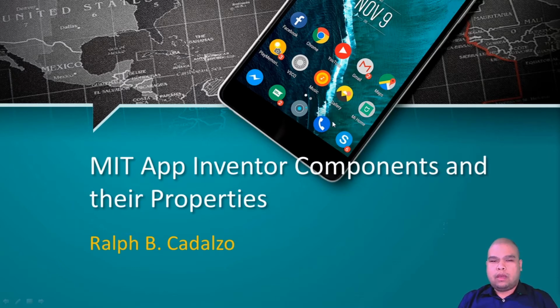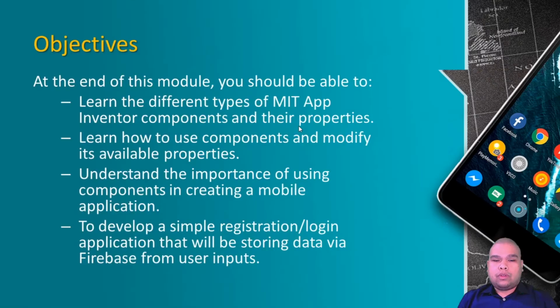So the lesson for Module 5 is regarding MIT App Inventor components and their properties. So now, what are the objectives for this module? At the end of this module, you should be able to learn the different types of MIT App Inventor components and their properties. Learn how to use components and modify its available properties. Understand the importance of using components in creating a mobile application. To develop a simple registration or login application that will be storing data via Firebase from user inputs.